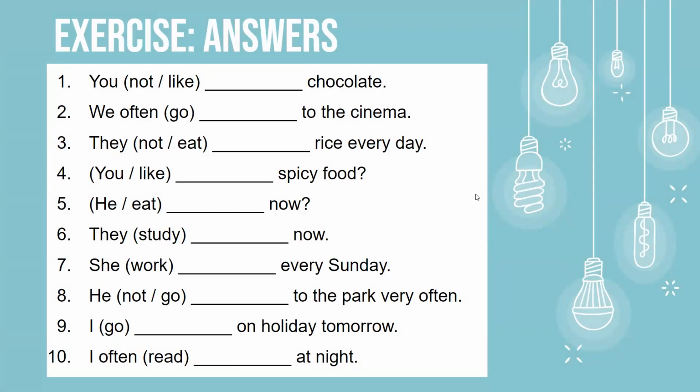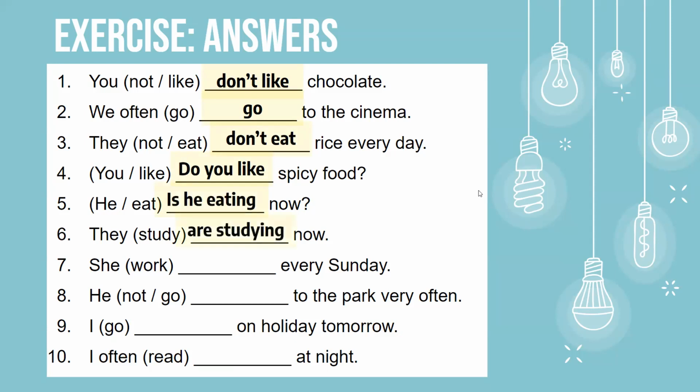These are the answers. You don't like chocolate. We often go to the cinema. They don't eat rice every day. Do you like spicy food? Is he eating now? They are studying now. She works every Sunday. He doesn't go to the park very often. I'm going on holiday tomorrow, and I often read at night.